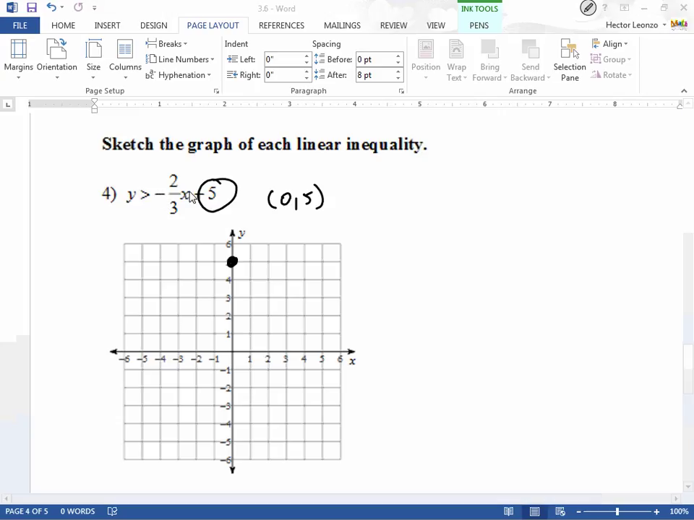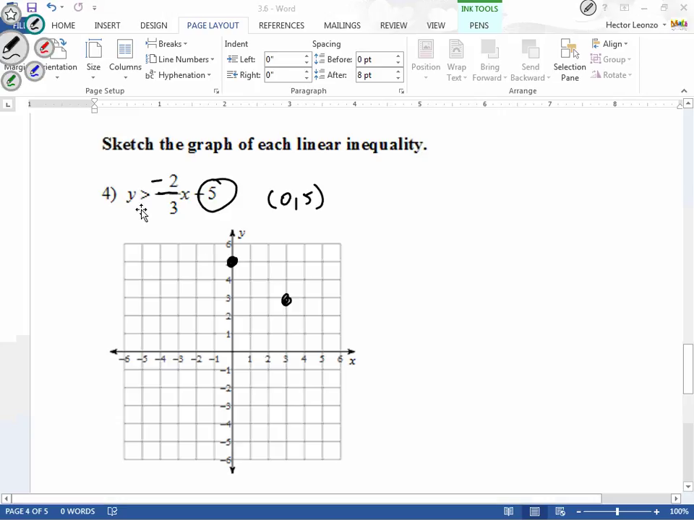We talked about this before, that if there's a negative sign, either give it to the top or give it to the bottom. In my case, I'm going to give the negative sign to the top. So this says go down 2 and 3 to the right. So down 2 and 3 to the right. And then I'm just going to connect my points, right? We learned how to graph points, and we learned how to connect them.